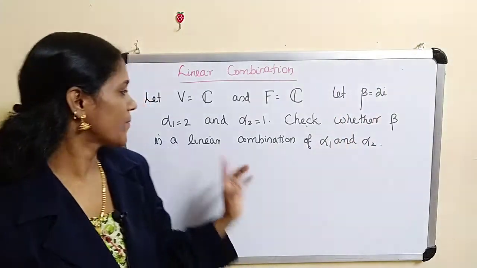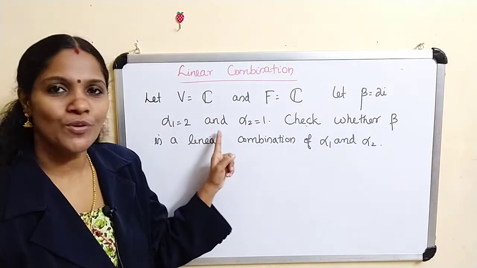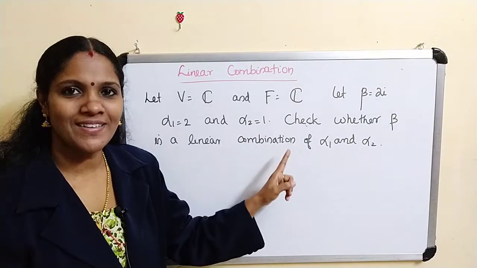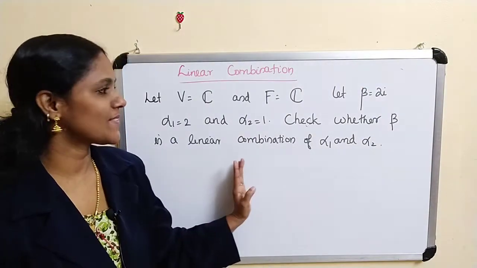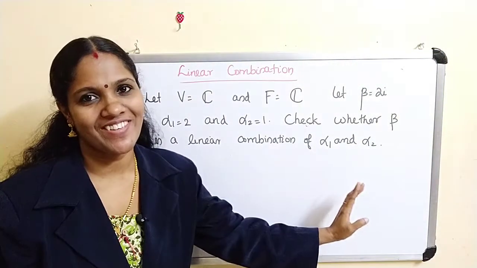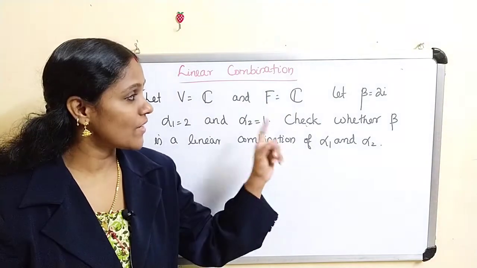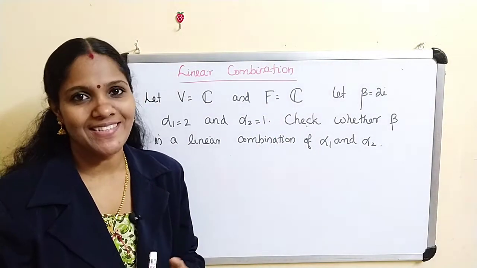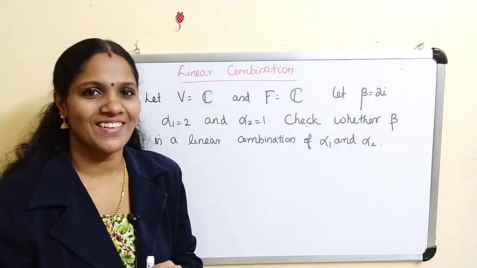Now the next problem is: let V equal to C and F equal to C, and beta equal to 2i. Alpha 1 is equal to 2 and alpha 2 is equal to 1. Check whether beta is a linear combination of alpha 1 and alpha 2. We have to check whether beta can be written as a linear combination of alpha 1 and alpha 2.